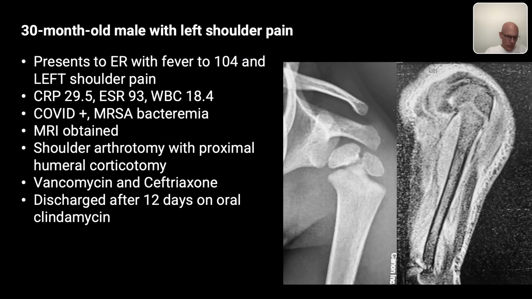So again, this is going back to some of the earlier talks. Here's a very young child, febrile, quite sick, really high inflammatory markers, septic, MRSA, MRI, obvious osteomyelitis with coexisting septic arthritis. So went to the OR, had the shoulder washed out, a corticotomy in the humerus, and then was started on very strong antibiotics and did well clinically. Laboratory studies were coming down and was discharged on oral clindamycin.